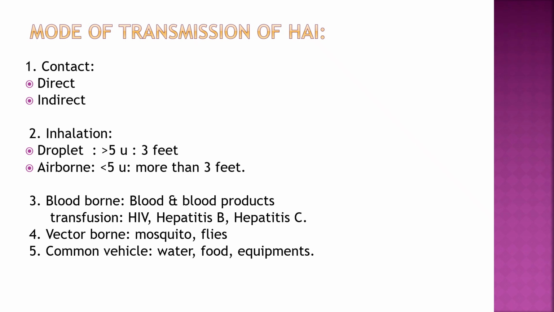Now we'll see modes of transmission of hospital acquired infection. In that, contact, inhalation and other modes are there. First is contact, which can be direct or indirect contact. Then inhalation, which can be droplet: if the droplet size is more than 5 micron, that can cause infection. And then airborne, when the size of the source is less than 5 micron. Then bloodborne, through blood or blood products, which causes diseases like HIV, hepatitis B and hepatitis C. Next is vector-borne, where vectors can be mosquitoes or flies. And then common vehicle like water, food, contaminated equipment. These are all modes of transmission of hospital acquired infection.